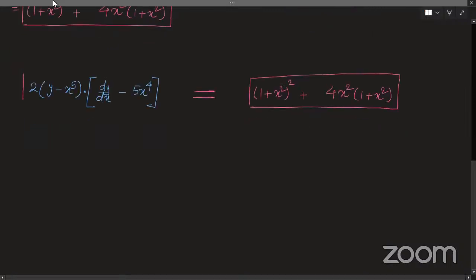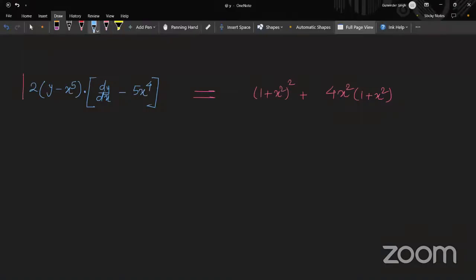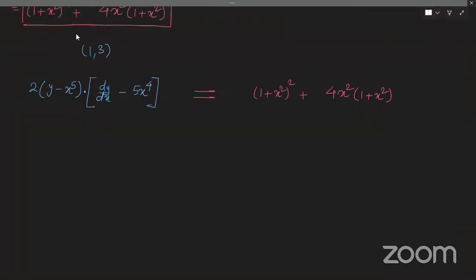Both of these are equal, and the point is already given to me. The point is (1, 3), so x is 1 and y is 3. So what can I do next? What will be my next step? I'll just substitute the values, right? Just substitute the values.